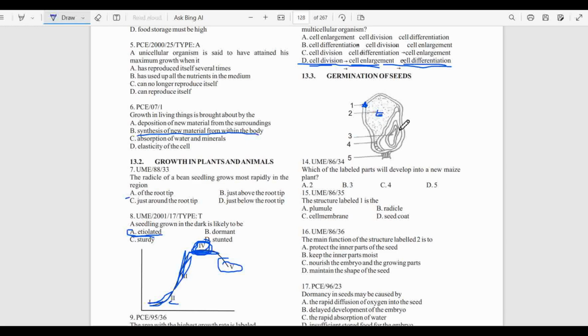And then number three is the growing embryo here, where the tip of it is what becomes the epicotyl, and the lower part of it becomes the hypocotyl.